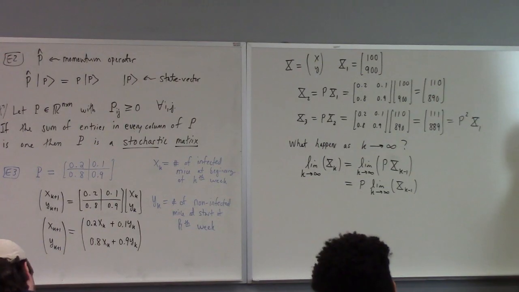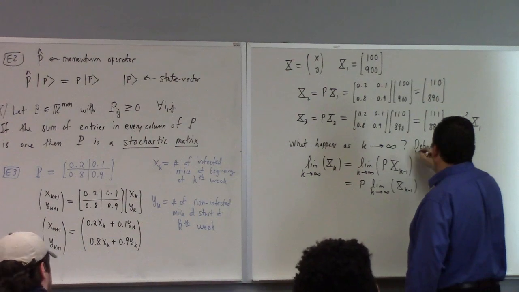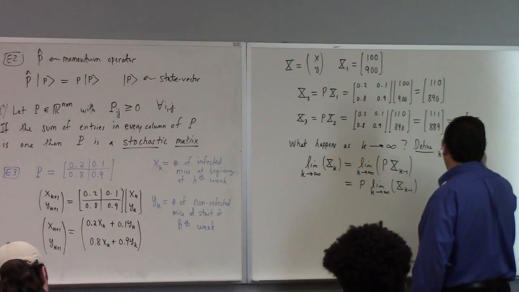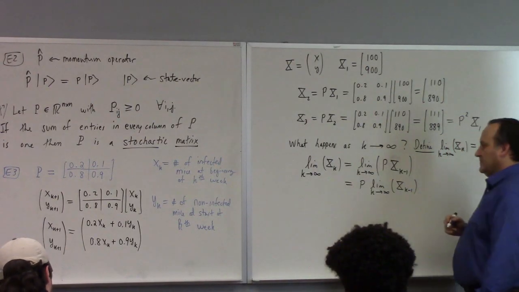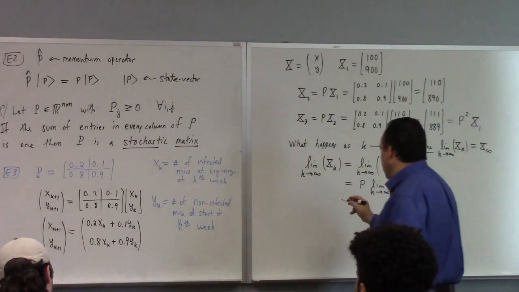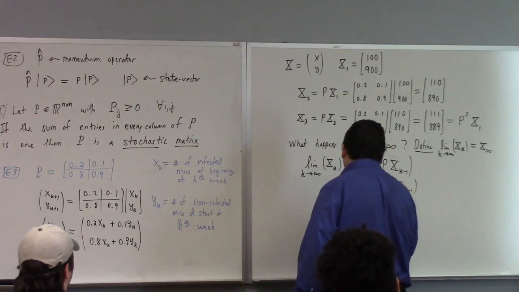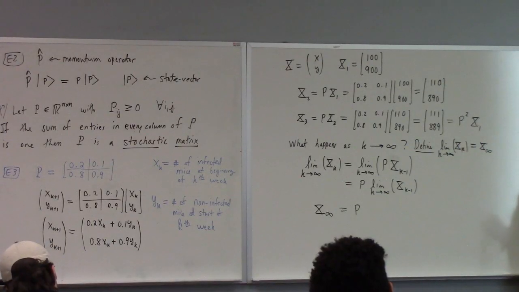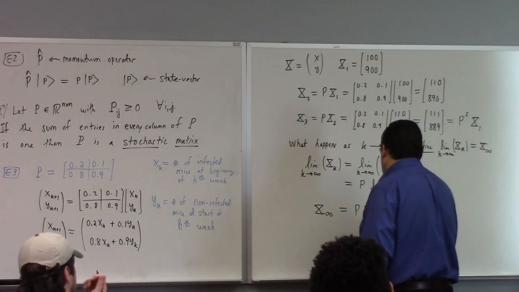And so let's define the limit as k goes to infinity of x sub k. Let's call that x sub infinity, if you like. And so what do we have here? We have that x infinity is equal to p times what? Does it matter if you've got k minus 1 or k as you take the limit as k goes to infinity? No, it's the same thing. So we have x infinity equals p times x infinity, right?